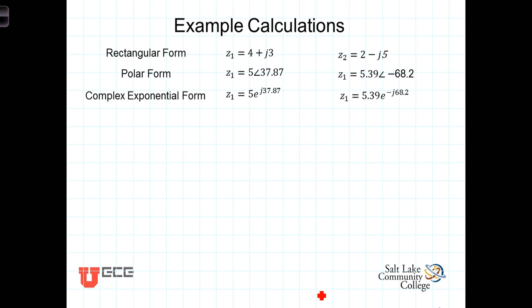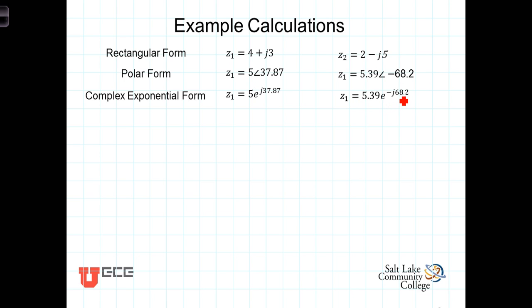We have two different complex numbers here, z1, which is equal to 4 plus j3 in rectangular coordinates. In its polar form, z1 is also equal to 5 angle 37.87 degrees. And in its complex exponential form, which still has the polar values, magnitude 5, e to the j angle 37.87 degrees. And z2 equal to 2 minus j5. In polar form, it's that. In its complex exponential form, it's that.